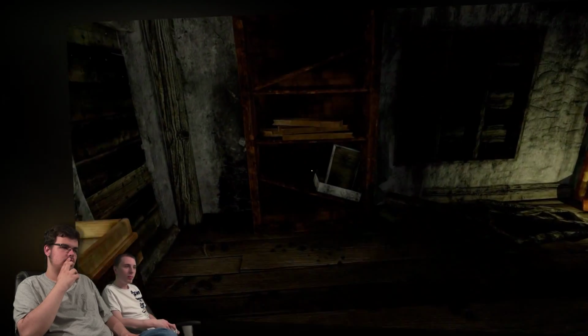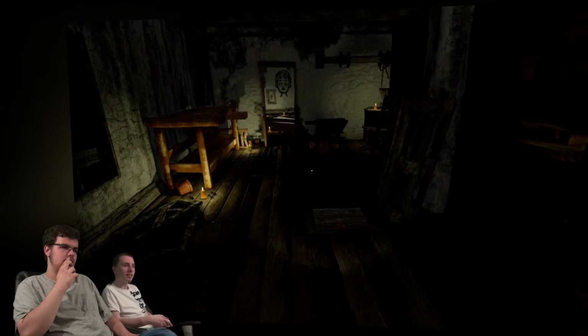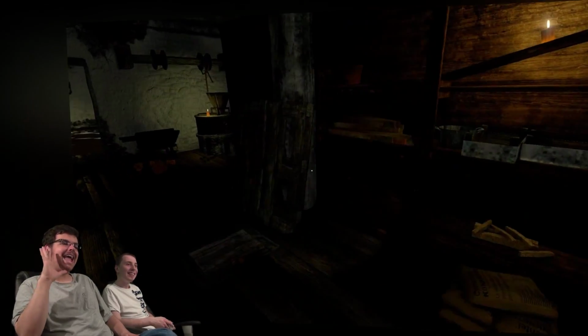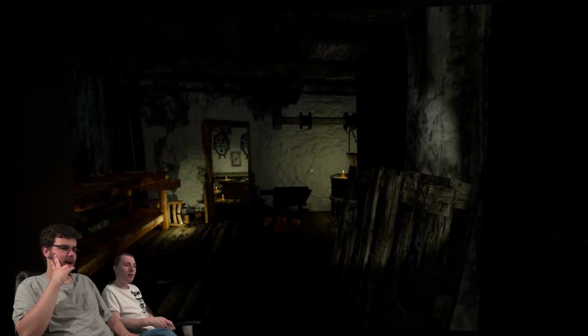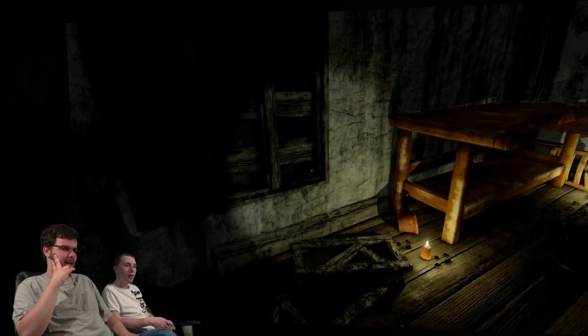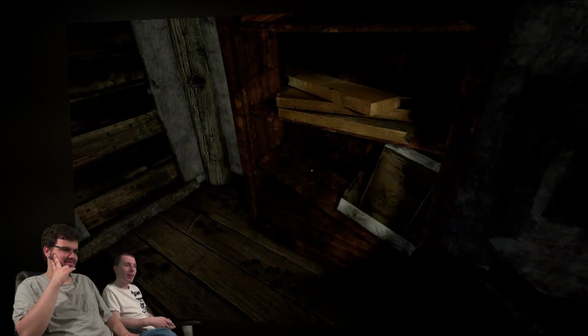I don't like this room. Oh, we're gonna see them staring at us from now on. Yay! It's a potted plant. There's a dog in the vent! Okay, any ideas, Mike?